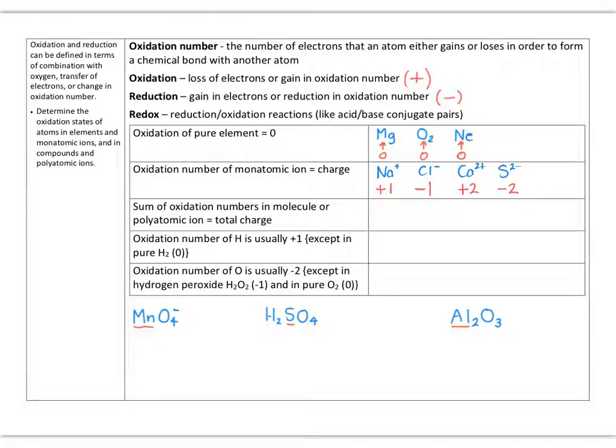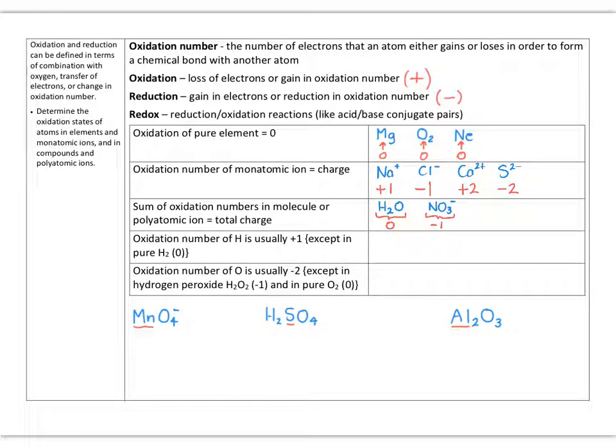Now the sum of the oxidation numbers in a molecule or polyatomic ion is equal to the charge. So if we have, say, water, a molecule, or a polyatomic ion, like, say, the nitrate ion, which has a negative charge, the sum, I'll put that bracket in to indicate, the sum of the oxidation numbers there would be 0. The sum of the oxidation numbers there would be -1. We'll come back to why that's important when we do some examples at the end.